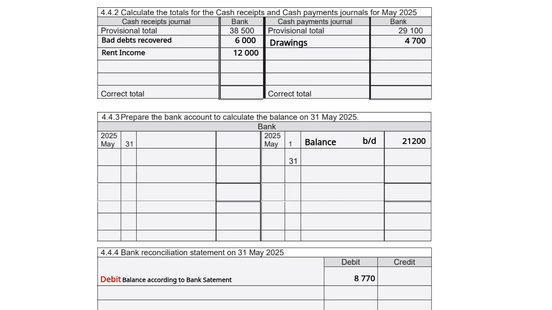D, the bank levied bank charges of 1,800 rand as well as interest on overdraft 950 rand. So the bank levying bank charges is an expense. So in our CPJ, we're going to write bank charges, 1,800 rand. And we are also going to have interest on overdraft in our CPJ journal to the value of 950 rand.